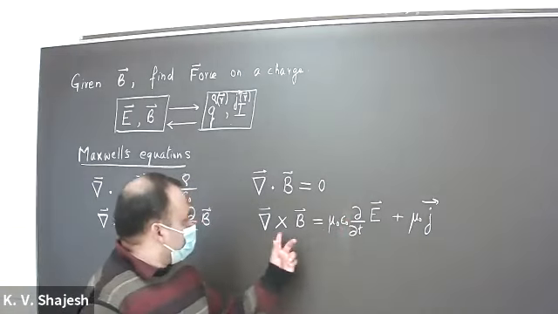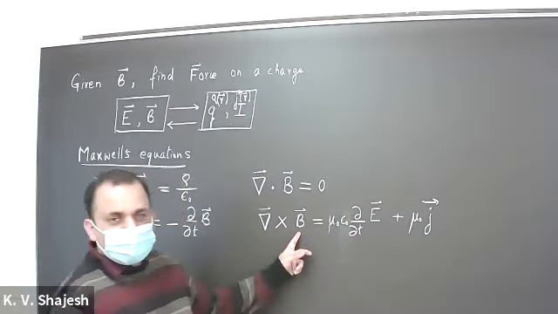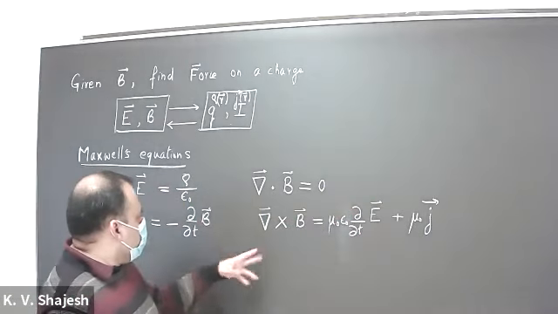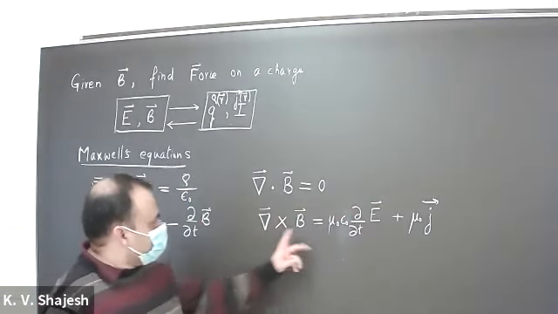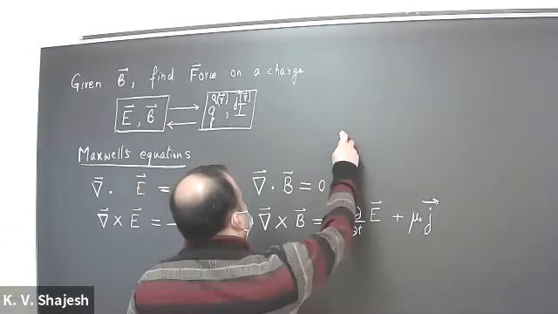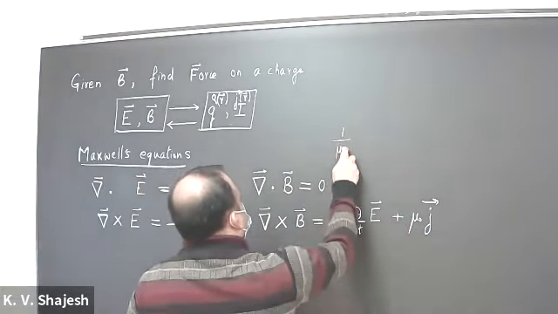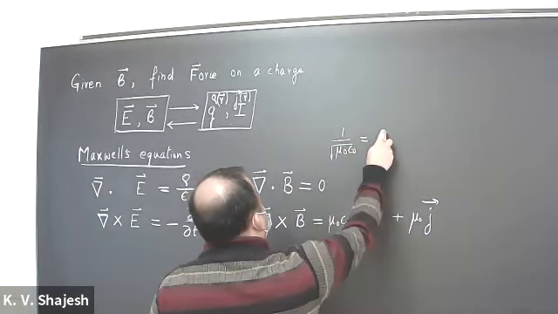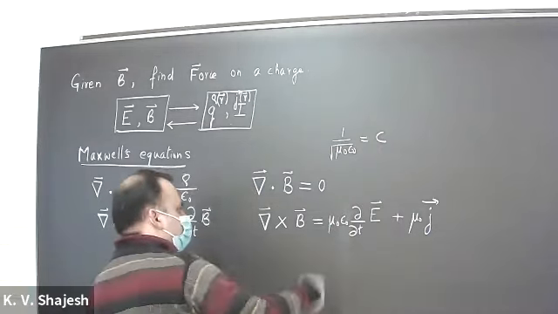Just to avoid this, I typically don't write it like this. You write it next year so that mu naught doesn't show up on this side. But in this case, since we're doing magnetostatics, I like the mu naught. And also remember that 1 over mu naught epsilon naught is c squared. Square root of this is c. That means I can write this as 1 over c squared.